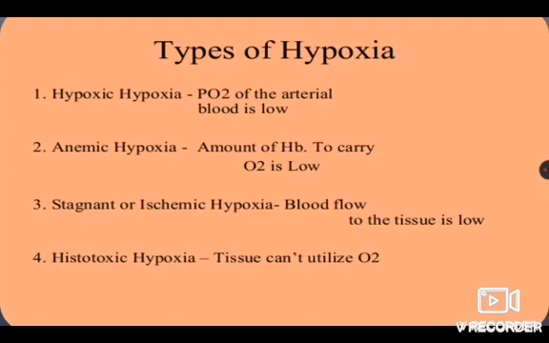Types of hypoxia. Hypoxic hypoxia, where the partial pressure of oxygen of the arterial blood is low. Anemic hypoxia, where the amount of hemoglobin to carry oxygen is low. Stagnant or ischemic hypoxia, where blood flow to the tissue is low. Histotoxic hypoxia, where tissue can't utilize oxygen.